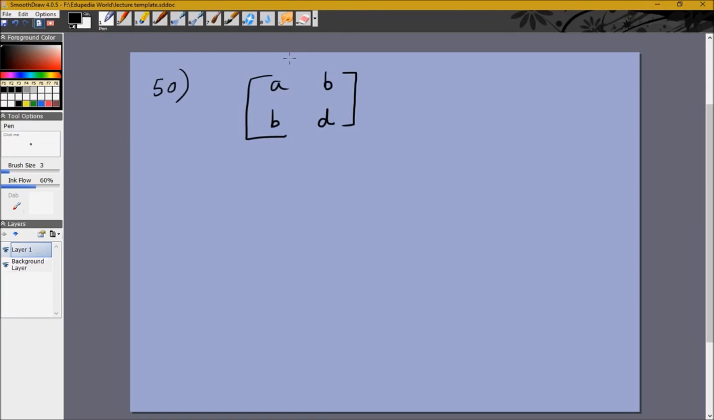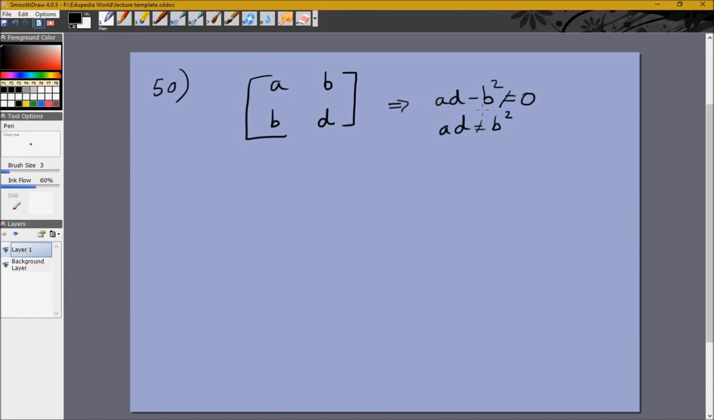That is asked. Right, so M is invertible if determinant of M is not 0. That means AD minus B square is not equal to 0. Right, or AD is not equal to B square. And this is invertible if this condition is true.